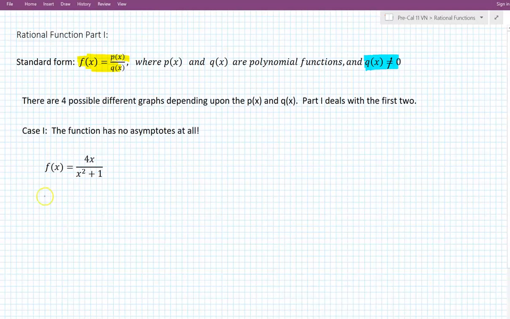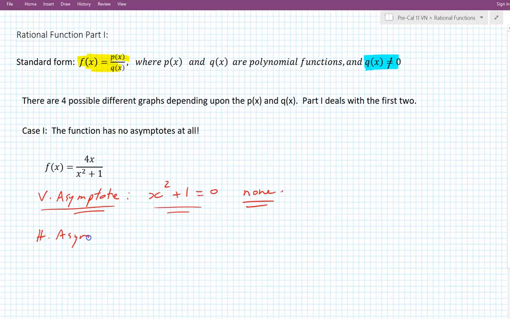For vertical asymptotes, you're looking at the denominator. So x squared plus 1, you set that equal to 0. You notice that this equation doesn't have any solution, right? It's x squared plus 1. You cannot factor it. It doesn't have any solution. So this does not have any vertical asymptote. And also, if you look at the horizontal asymptote, also it doesn't have a horizontal asymptote. Everything will work in here.